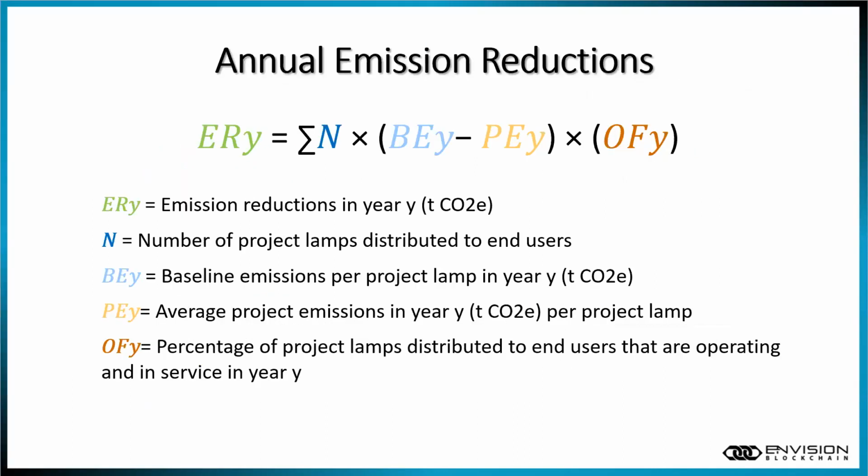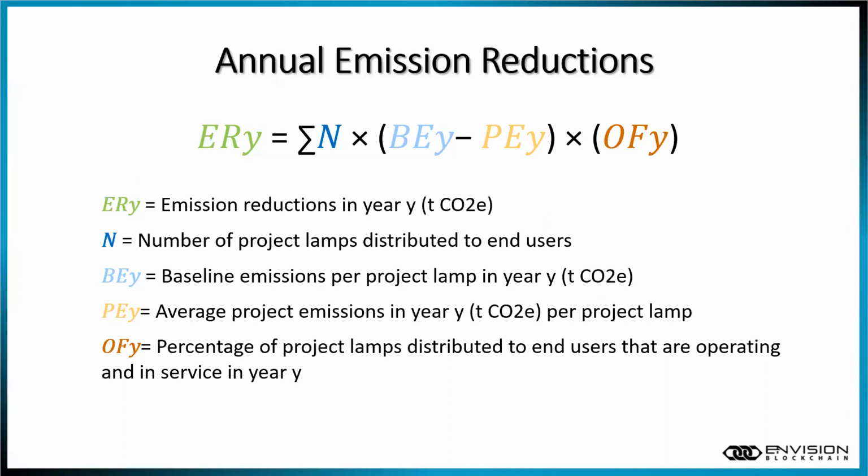So we could take a look at the annual emission reductions. This equation is used to calculate the annual emission reductions, and it's also what we'll be minting against today in our demo. In green, we have the emission reductions, and that's what we're looking for.